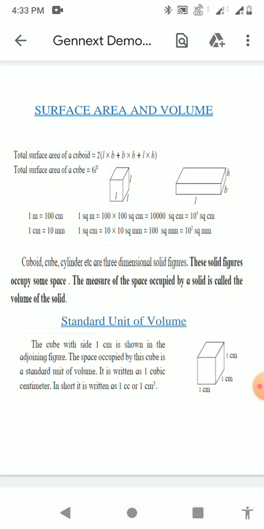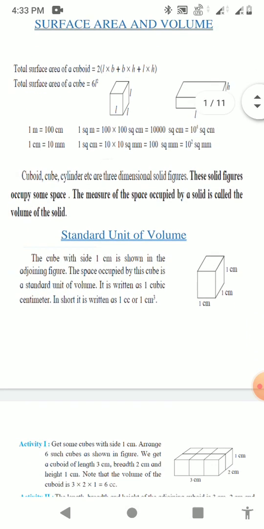Now, exactly the measure of the space occupied by that solid is known as the volume of the solid. The measure of the space occupied by that solid is nothing but the volume of the solid. So this is the standard definition of volume. Now, what about the unit? This is the standard unit of volume.